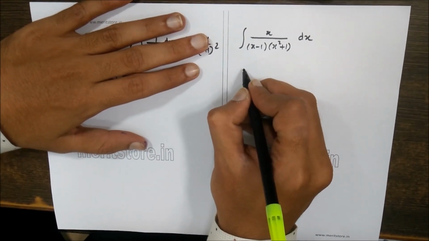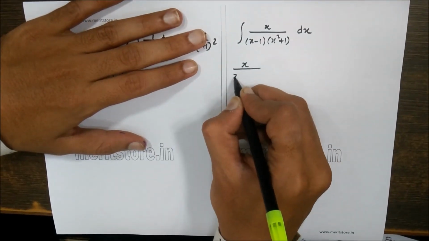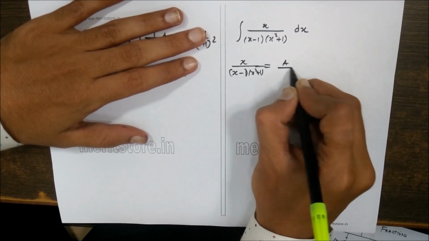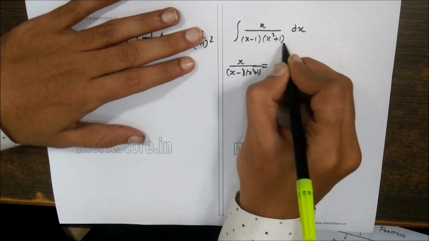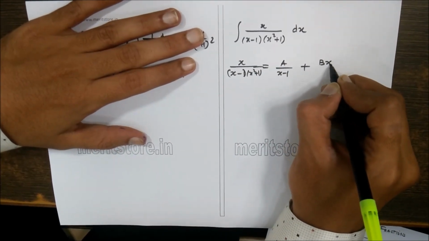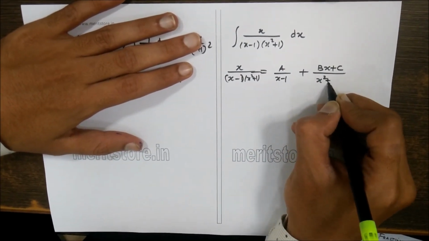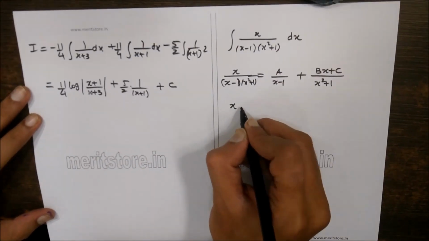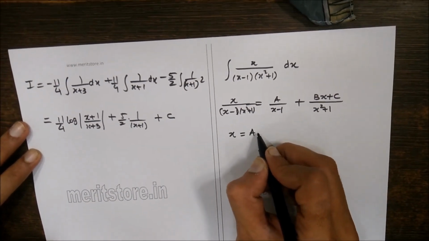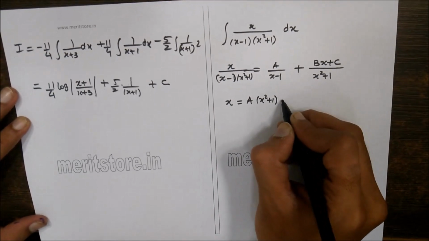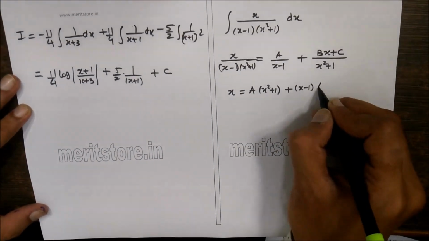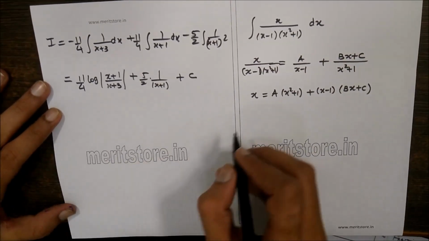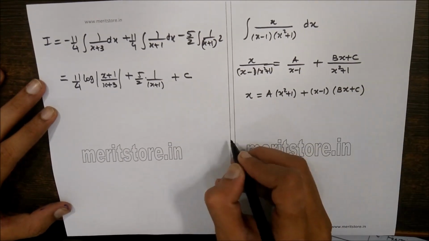In this category, we split the term as x upon (x minus 1)(x square plus 1) equals a upon x minus 1, and whichever term is with this quadratic, we are going to write this as bx plus c upon x square plus 1. Now x is equal to a into (x square plus 1) plus (x minus 1) into (bx plus c). Our aim is to now find the values of a, b and c.